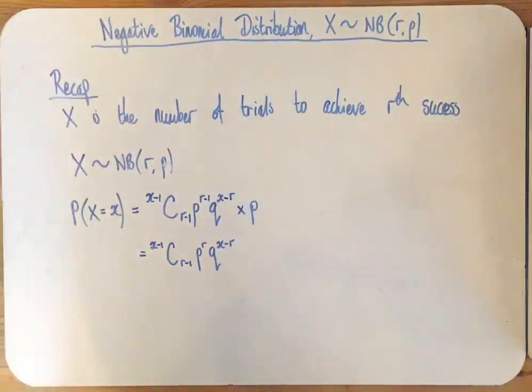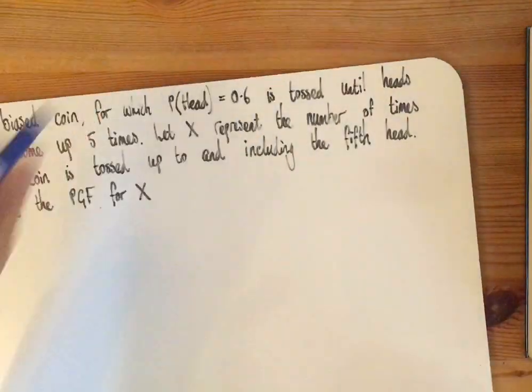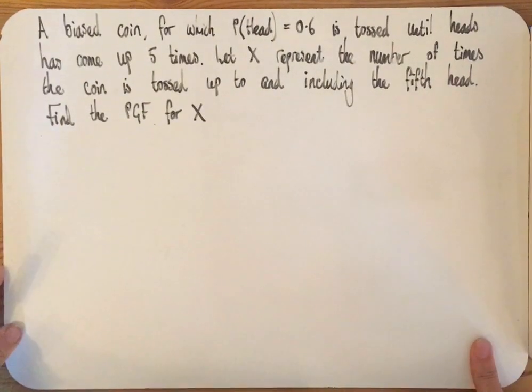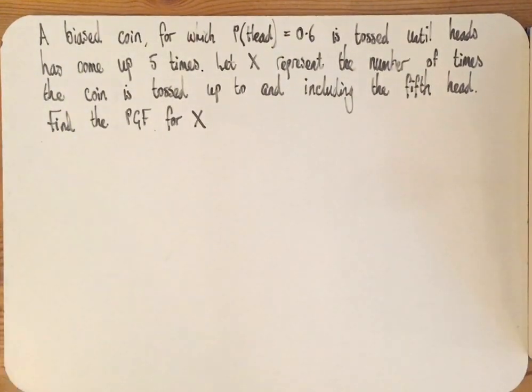I will go over finding a probability generating function for x, but there's a little bit in this proof that's slightly beyond what you need. I'll show you when we get here. So a biased coin for which the probability of heads is 0.6 is tossed until heads has come up 5 times. And we want x to represent the number of times the coin is tossed up to and including the 5th head. Find the probability generating function for x.